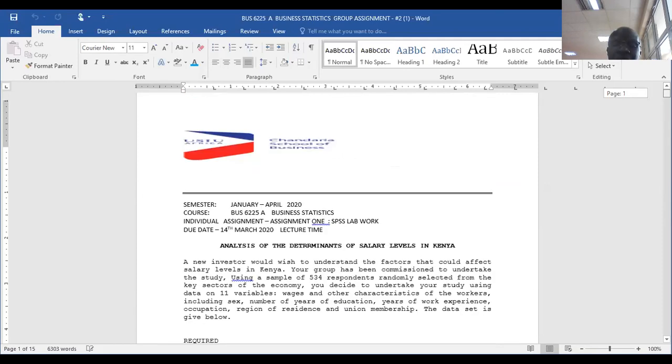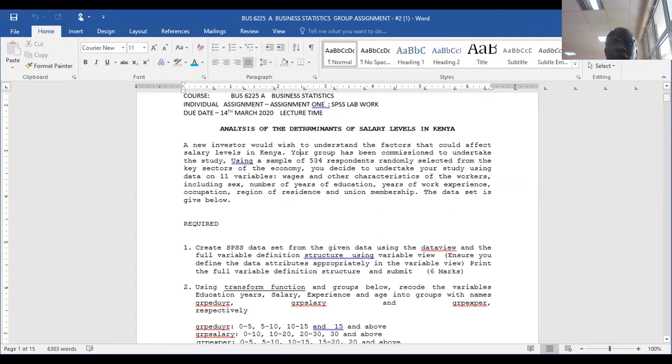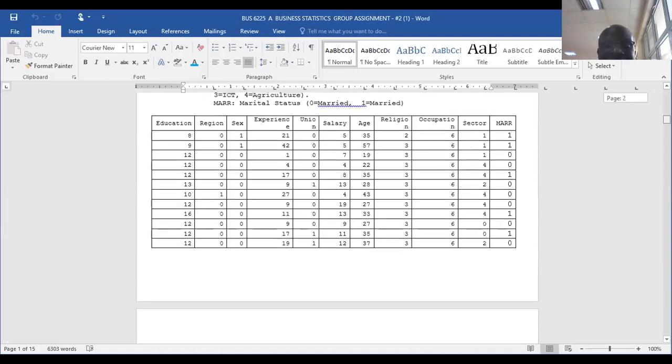Yes. Good. This data set was intended for an investor who wanted to determine the factors that could affect salary levels in Kenya. Your group has been commissioned to undertake a study using a sample of 534 respondents randomly selected from the key sectors of the economy. You decide to undertake your study using data on 11 variables. The variables are properly defined. You define the variables yourself.